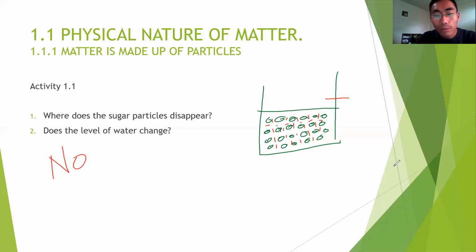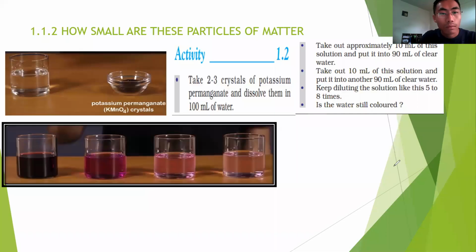Why? Because when sugar dissolves in water, it disintegrates, and its particles, instead of occupying their own independent separate space, go and occupy the spaces in between the water molecules, right? Spaces between the water molecules. So the level of water does not change.